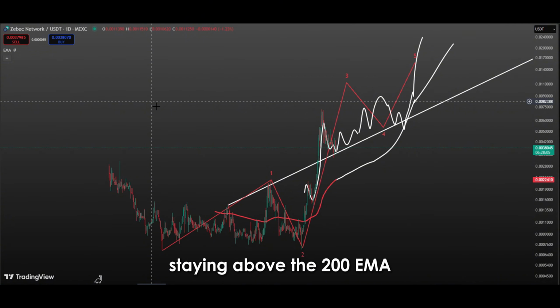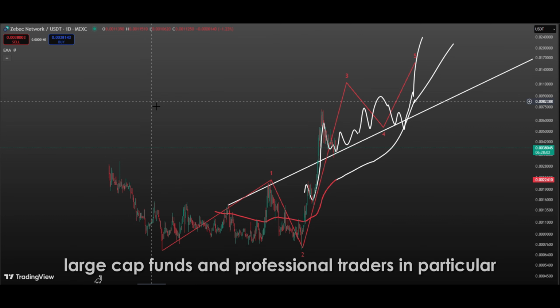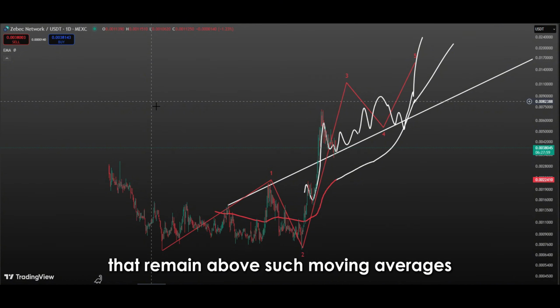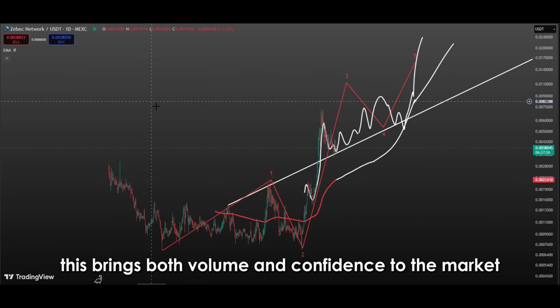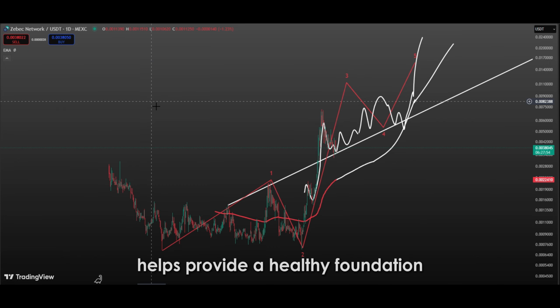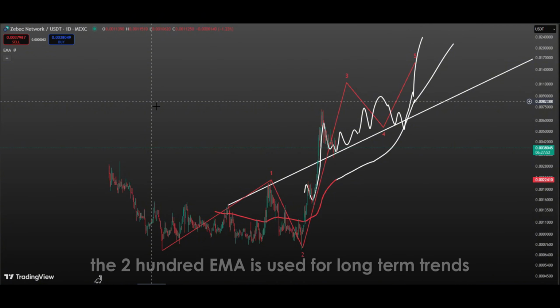Staying above the 200 EMA also keeps institutional investors interested. Large-cap funds and professional traders in particular tend to have more confidence in assets that remain above such moving averages and prefer to take long positions. This brings both volume and confidence to the market. Price holding steady at this level helps provide a healthy foundation for medium and long-term uptrends. The 200 EMA is used for long-term trends.